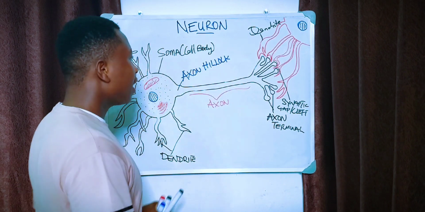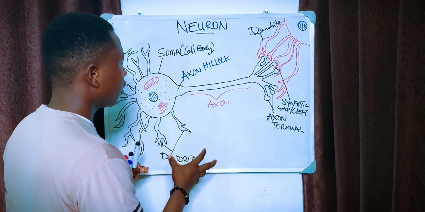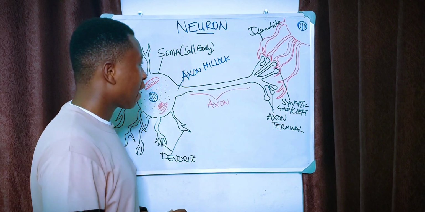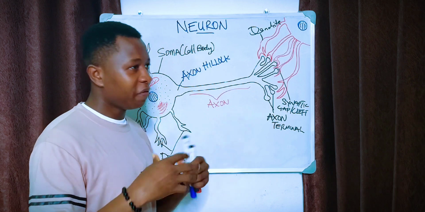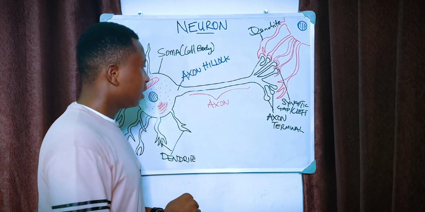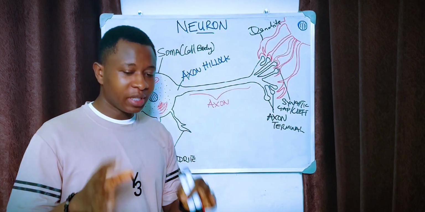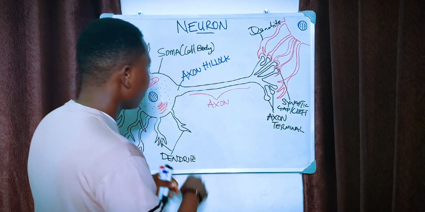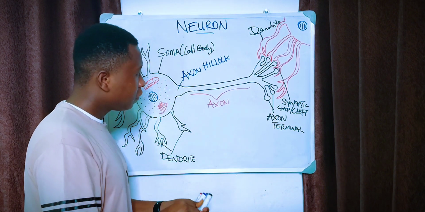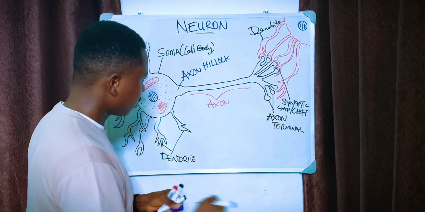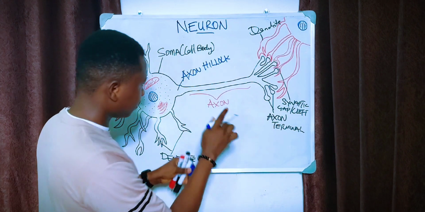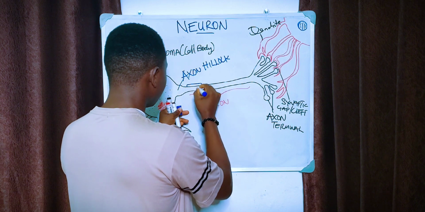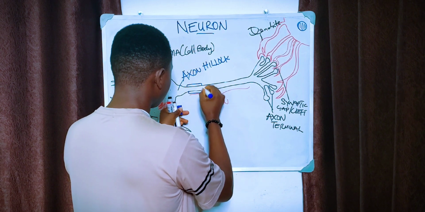Now this is just a basic structure of the neuron. But in most cases, neurons come in different shapes and different sizes, but they have the same basic structures. Now, in some neurons, you would find something attached to the axon. So you find things like this attached to the axon.